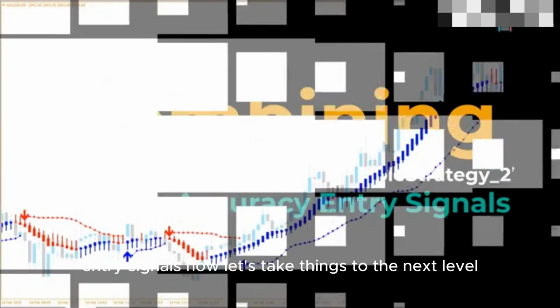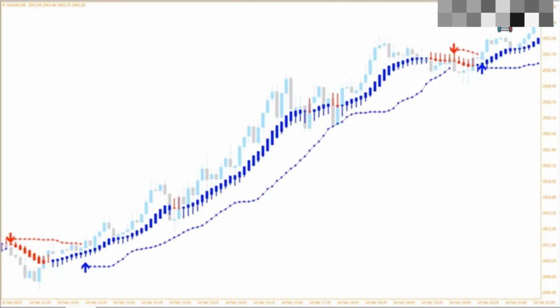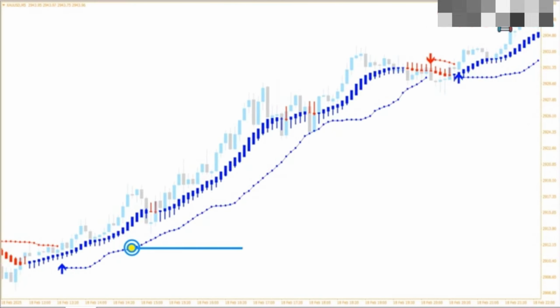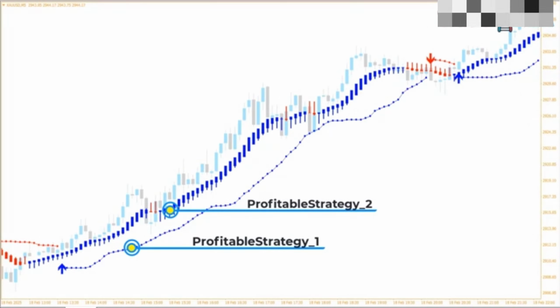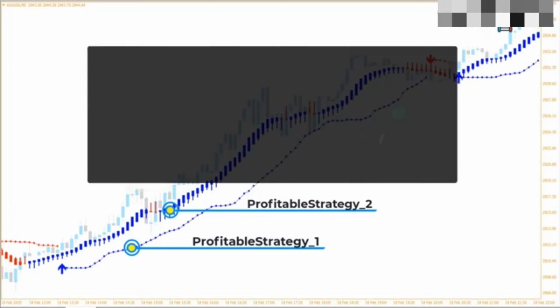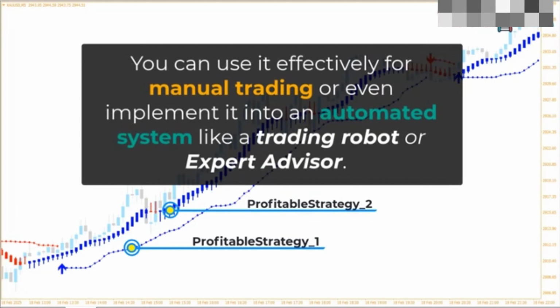Now let's take things to the next level. I'm going to show you how to combine profitable strategy indicator 1 and profitable strategy indicator 2 to identify high accuracy entry signals. Of course, this combination can be applied to various trading strategies, but today I'm going to introduce a strategy that is not only highly accurate, but also incredibly simple to understand. This means you can use it effectively for manual trading, or even implement it into an automated system like a trading robot or expert advisor.